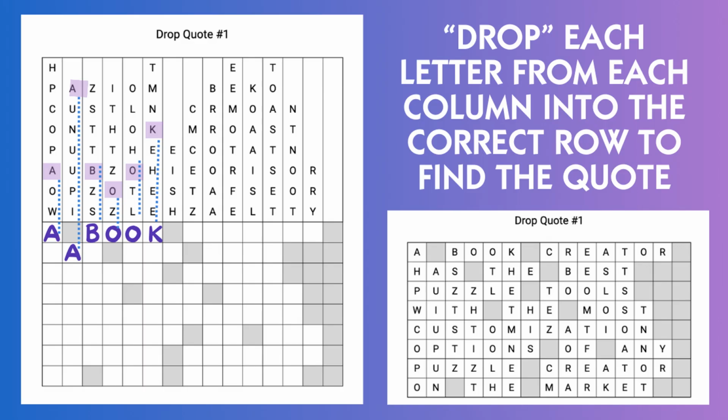For those of you who aren't familiar with drop quote puzzles, each puzzle consists of a hidden quote with each letter in the quote placed in a typical black and white crossword puzzle grid. Over each column is a row with a sequence of letters. All you have to do is drop each letter from each column into the correct row to find the hidden quote. Let's head over to Book Creator and I'll demonstrate how to use this new tool.